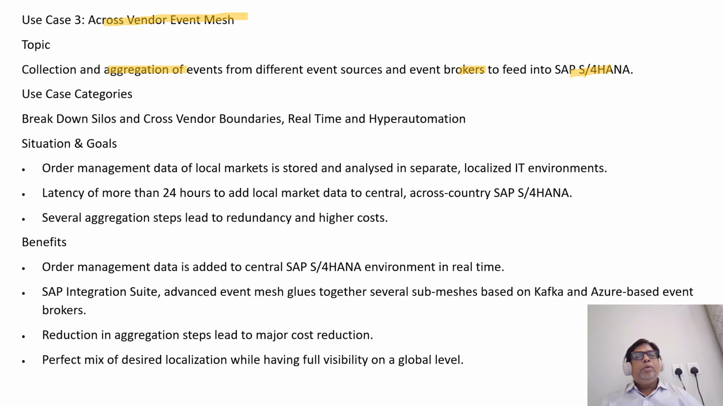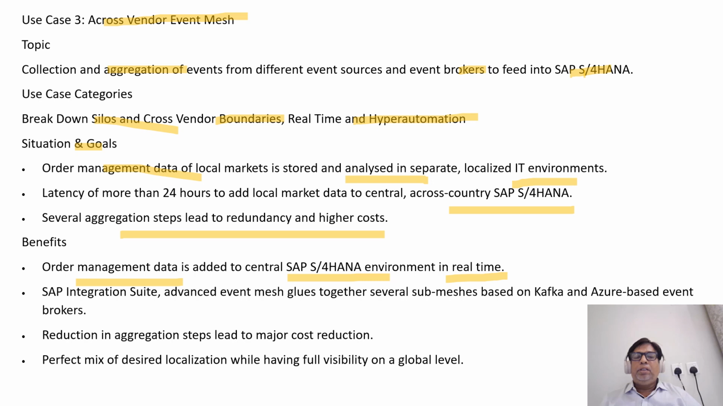Case categories: break down the files, cross vendor boundaries, real-time hyper automation. Situation goals are auto management, data, lack of market, storage, analysis, localized IT environments. These are the major things. And here the latency of the mode is 24 hours. So latency means the data may not be available across the countries. Several aggregation steps and the redundancy costs can be reduced. The benefits are order management is added in the central S4HANA environment. It is real time ordering. Okay, and also SAP integration should advance, event mesh glues together.